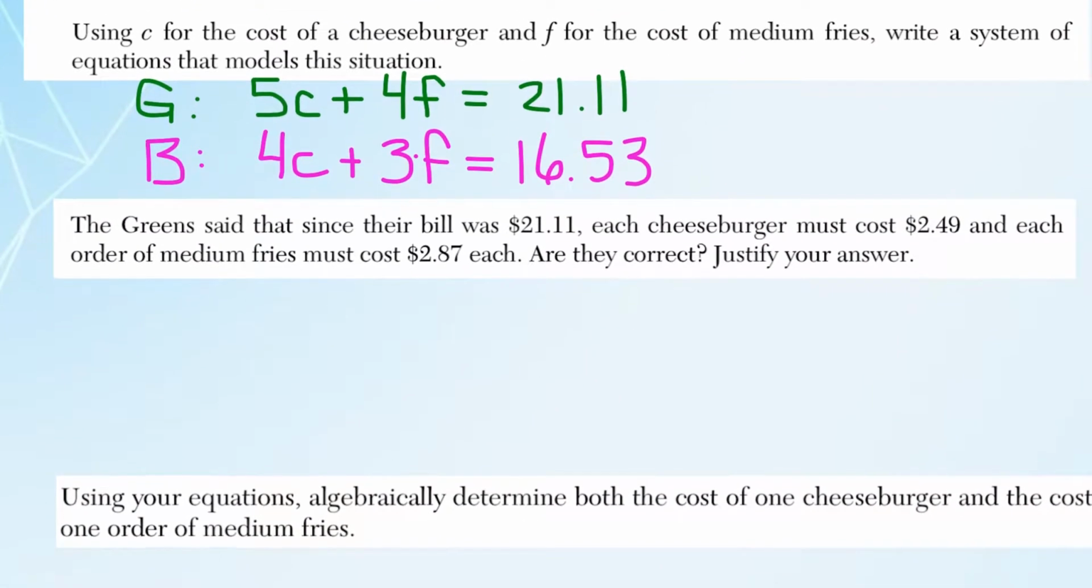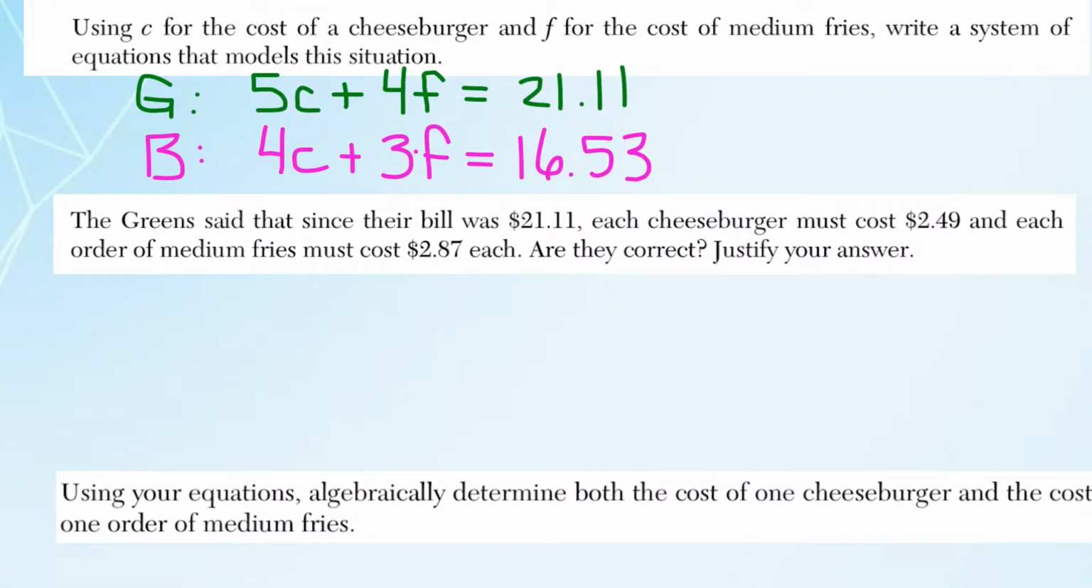Part 2 says that the Greens said that since their bill was $21.11, each cheeseburger must cost $2.49 each, and the order of fries must cost $2.87 each. Are they correct? Justify your answer. So to figure out if they are correct, we're told that they think the value of the variable C is $2.49, and the value of the variable F is $2.87. So we replace C and F with those numbers, and we see if the equation we wrote out above is, in fact, true.